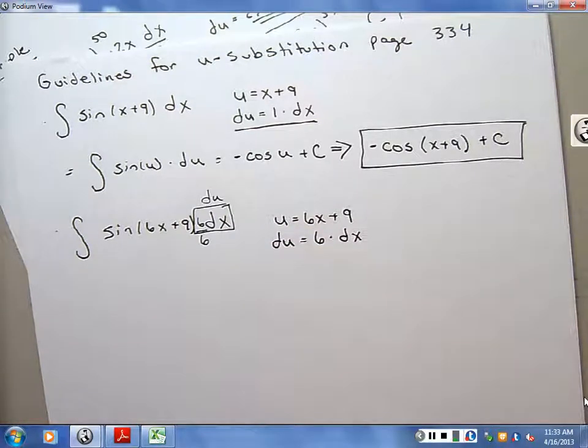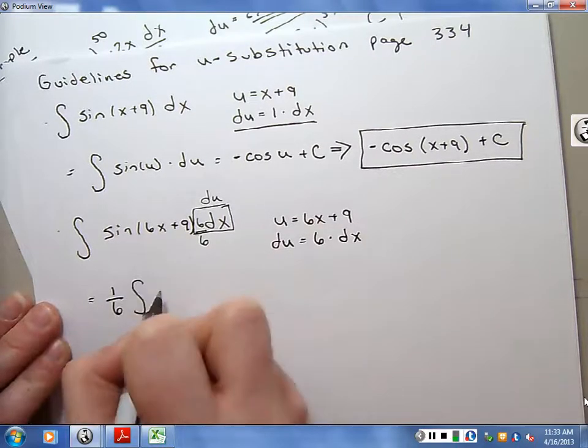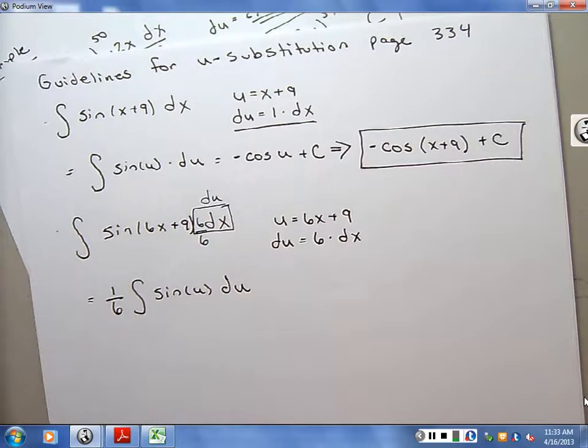So there's one method. Can you just ignore the 6 that you wrote? In the denominator, you pull it out front because it's a constant. Okay. You don't want to forget about it. So here I would have 1/6, the integral of sine of u du. So it's kind of your first method.